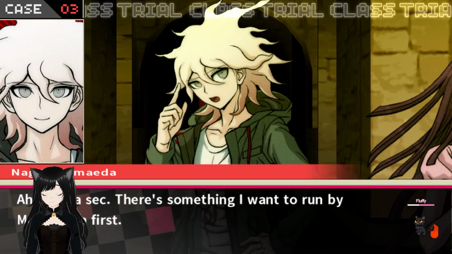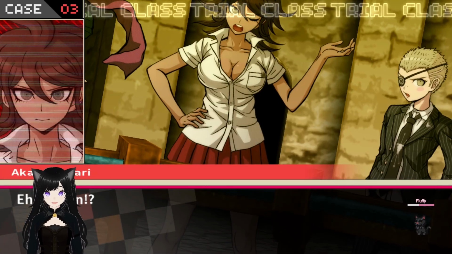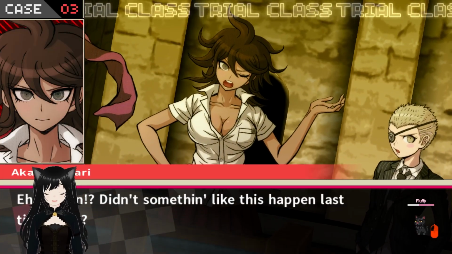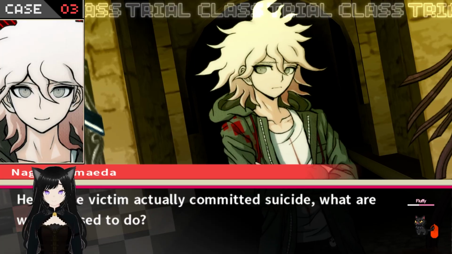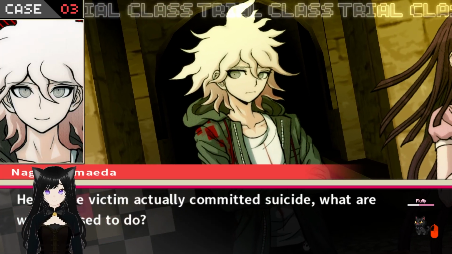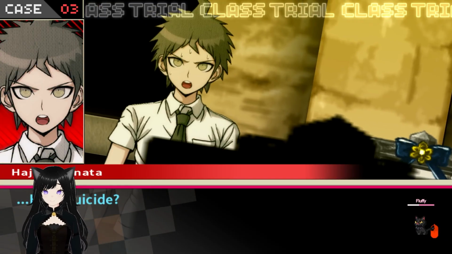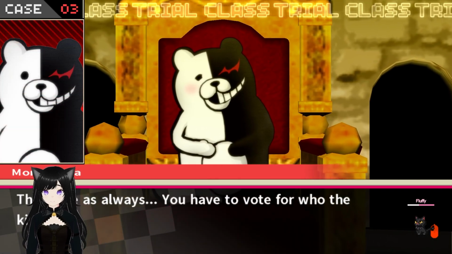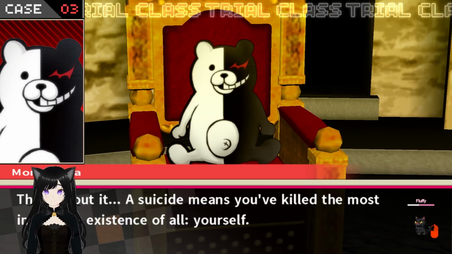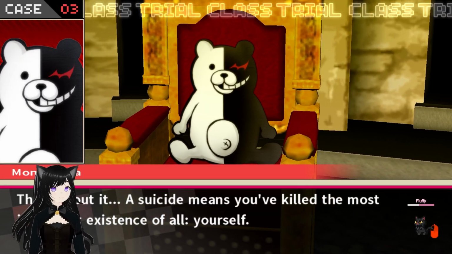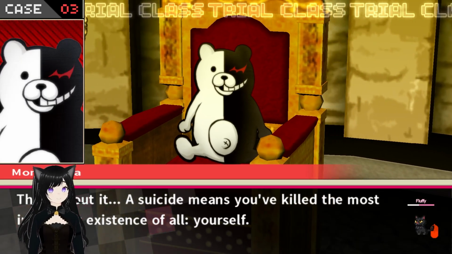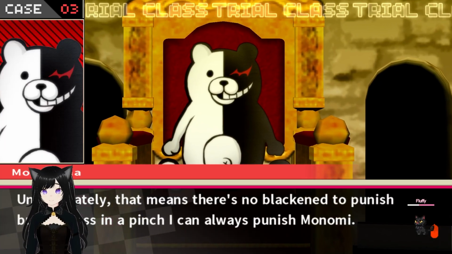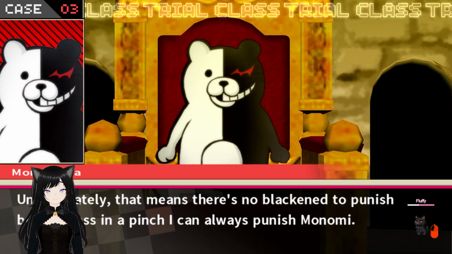There's something I want to run by Monokuma first. Of course there is, Nagito. Huh? Again? Didn't something like this happen last time, too? Probably. There's always something with him. Hey, Monokuma. If the victim actually committed suicide, what are we supposed to do? I don't think she did. Huh, suicide? The same as always. You have to vote for who the killer is. Think about it. A suicide means you've killed the most important existence of all, yourself. Eh. Unfortunately, that means there's no blackened to punish, but I guess in a pinch, I can always punish Monomi.